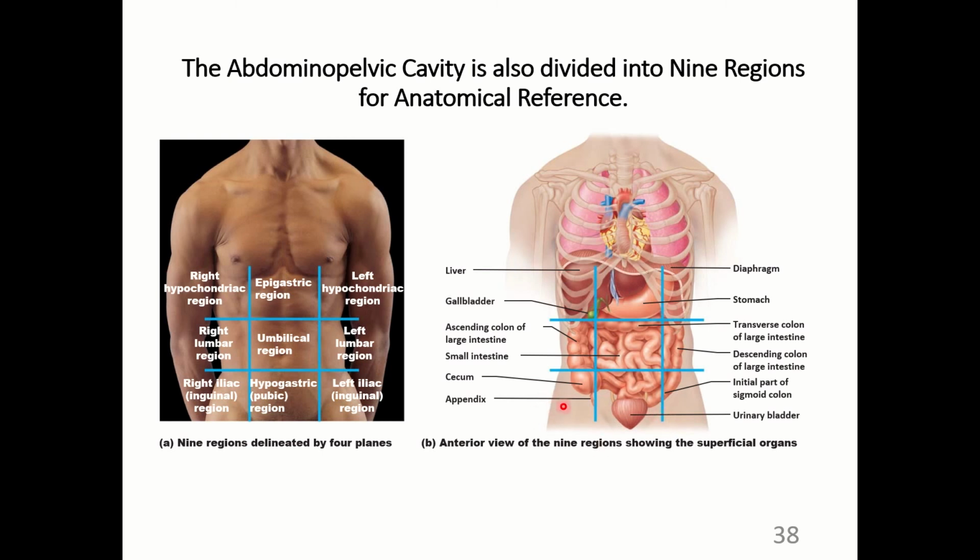And then the right and left inguinal, most importantly, the right inguinal contains the appendix. Then we see that the left inguinal will contain colon. Notice that we do not go above the diaphragm when talking about the organs of the abdominopelvic cavity. So do not include anything above the diaphragm when talking about the regions of the abdominopelvic cavity.